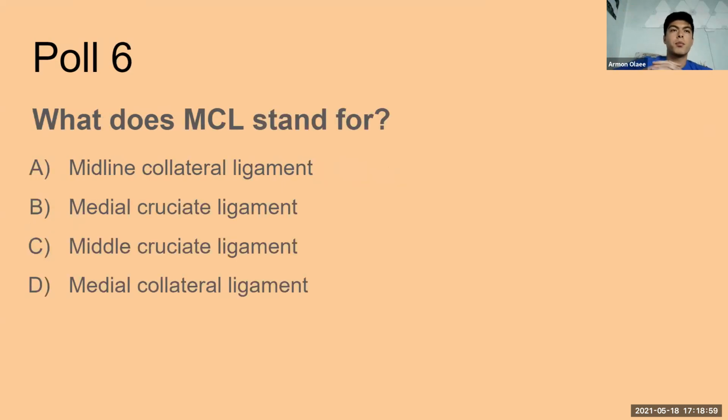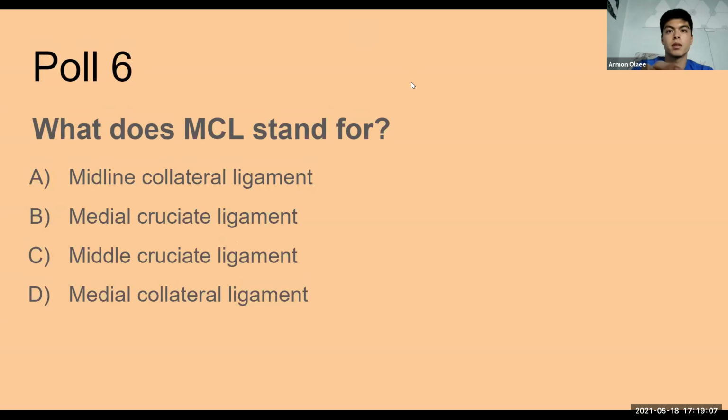And another polling question, what does MCL stand for? Let me put that up for you right now. So yeah, it is very important to know the terms and the definitions and exactly where these features are on your body.